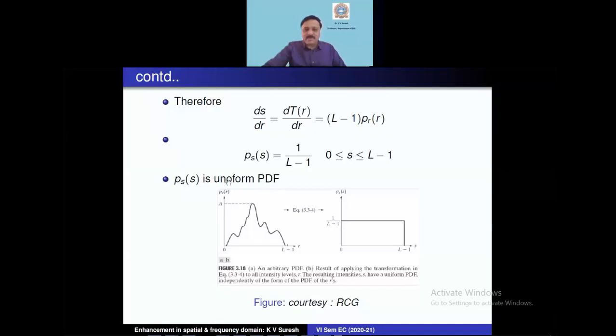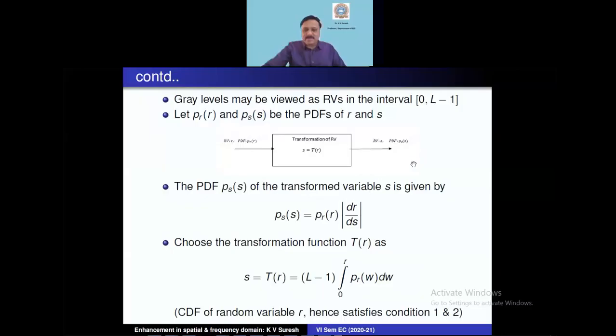It is uniform. So the output PDF, or the transformed PDF, should be uniform. That means I expect PS of S to be uniform. If this is looked at as a transformation of a random variable, those of you who have taken the random processes elective know that the output PDF is written as the input PDF into dr by ds. There is a proof for this. For want of time, I am not going to prove it. If somebody is very curious to know how I got this, please let me know. I can explain it separately.